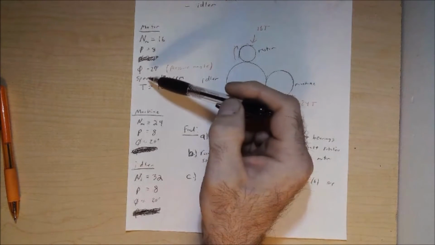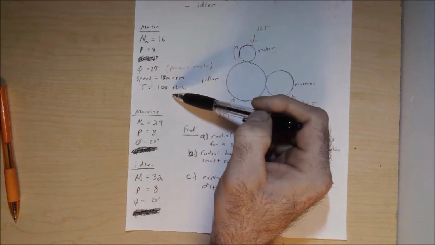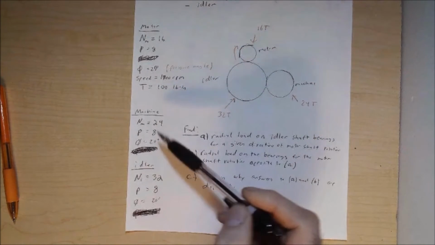And for our motor, we have our speed of 1700 RPM. And we have a torque given to us from the motor of 100 pound-inches. Now for the machine, I can jump down.